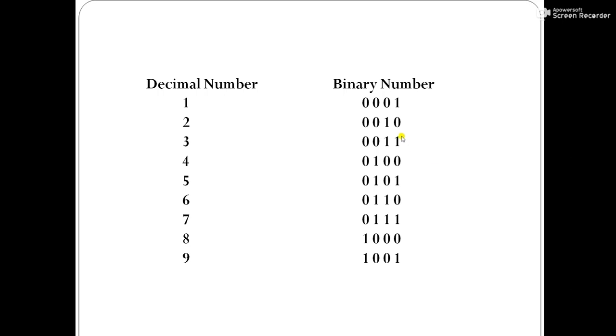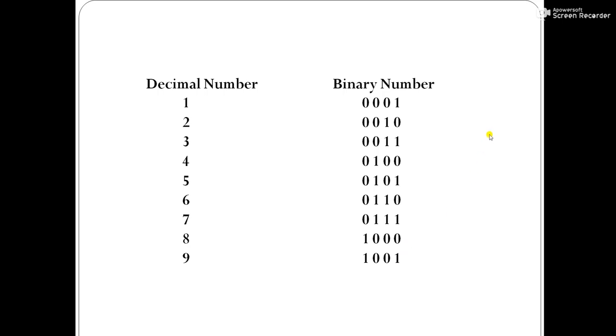And for even numbers, the last bit is 0. See, for 2 it is 0. For 4 it is again 0. For 6, 0. 8, 0. Means whenever the last bit is 0, then that number is an even number, and if the last bit is 1, then that number is an odd number. So this is the way we can identify even numbers and odd numbers, and then we can count them and store them in the respective memory locations.